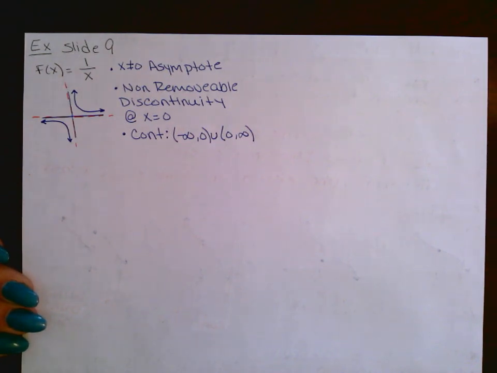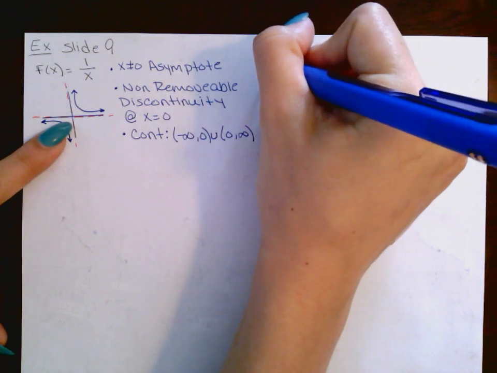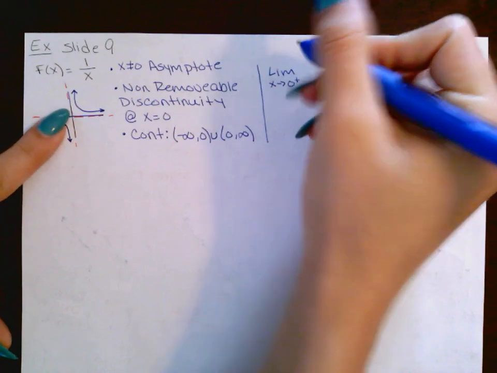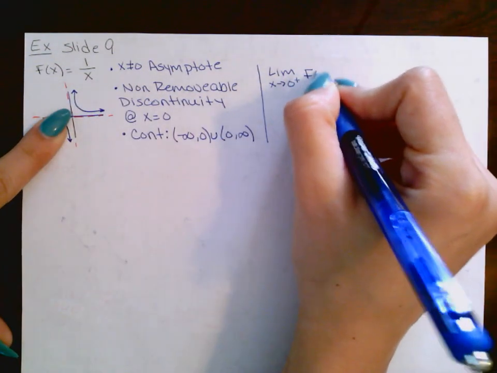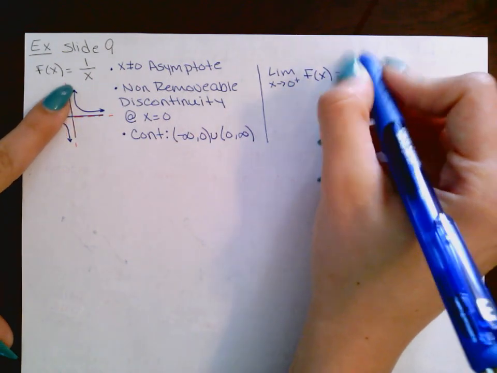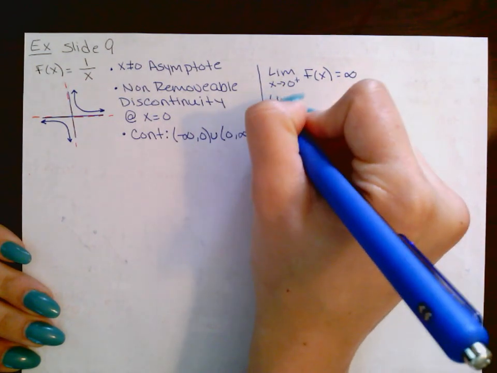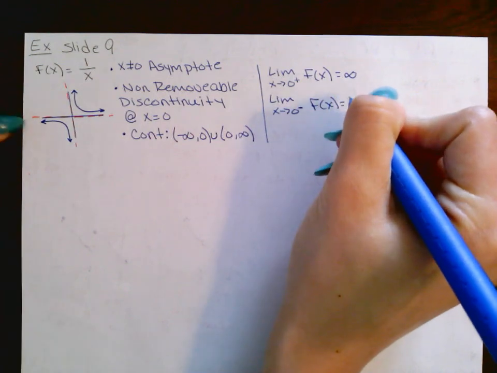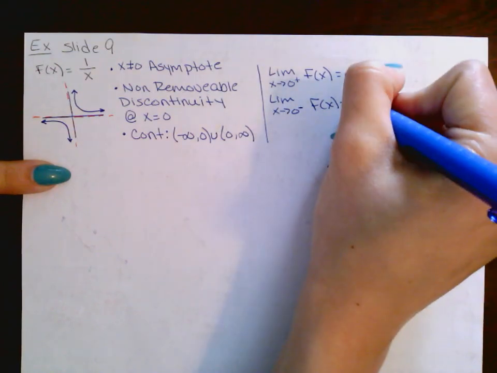I can also say some facts about the limit at 0. So the limit as x approaches 0 from the right, as I come approaching 0 from the right, this limit of this function shoots upward to positive infinity. Now the limit as x approaches 0 from the left side, if I look as I approach 0 from the left, it starts shooting downward.